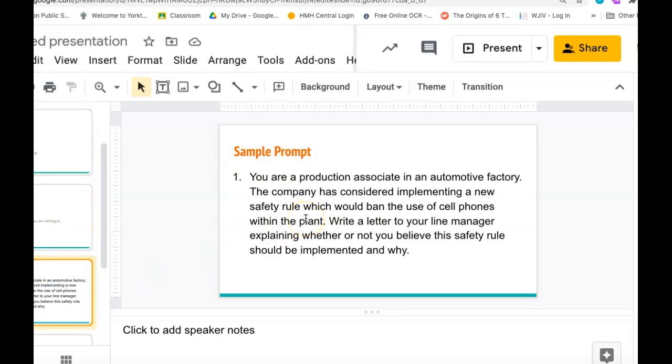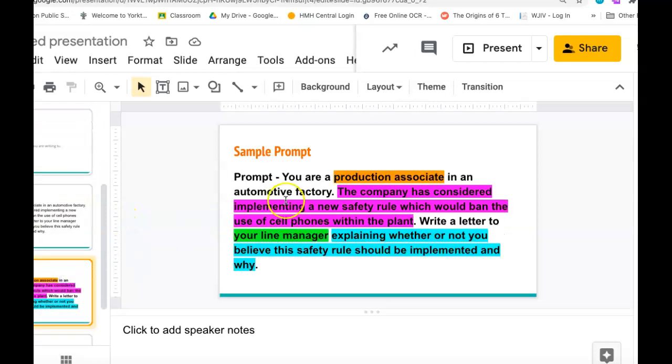Here's a sample prompt that we're going to be working through. You are a production associate in an automotive factory. The company has considered implementing a new safety rule which would ban the use of cell phones within the plant. Write a letter to your line manager explaining whether or not you believe this safety rule should be implemented and why.